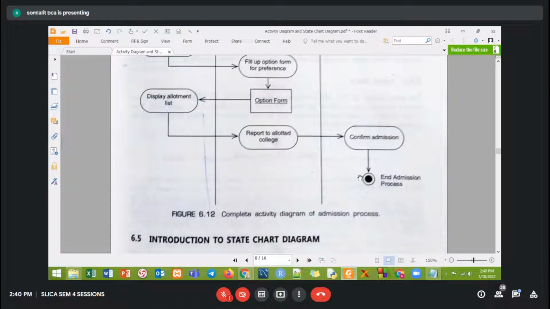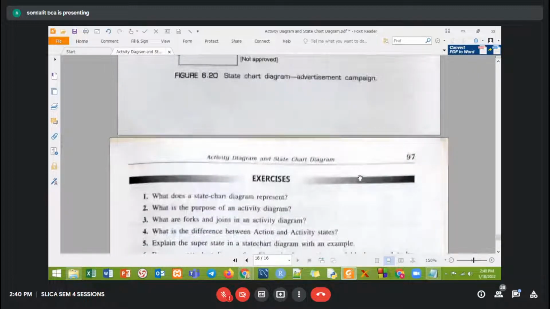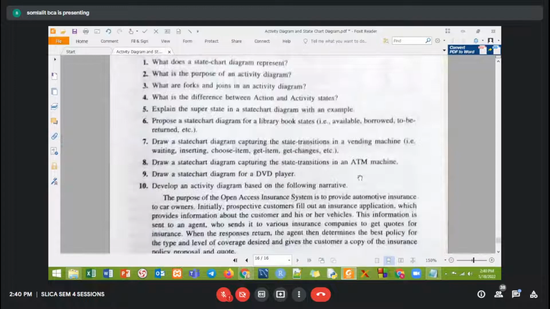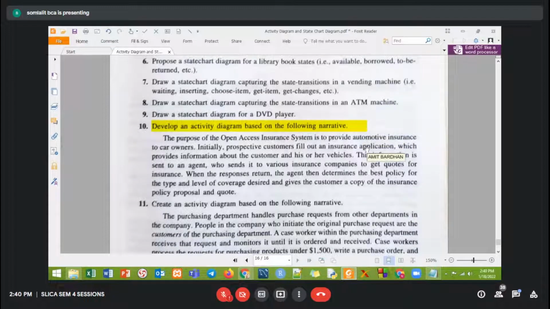Okay, so this was all about the activity diagram, right? Now, what I would suggest is that you do one small homework. What homework? You need to draw an activity diagram for the library book states, not the state chart, but an activity diagram. Or, rather than that, you can just go ahead with question number 10: develop an activity diagram for the open access insurance system. You need to do question numbers 10 and 11 and come tomorrow.